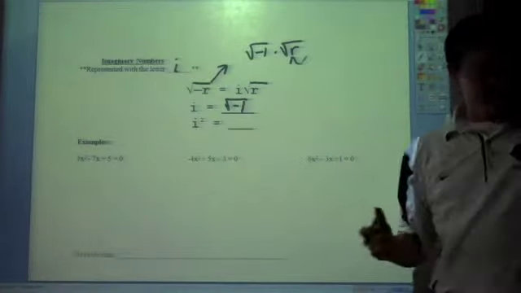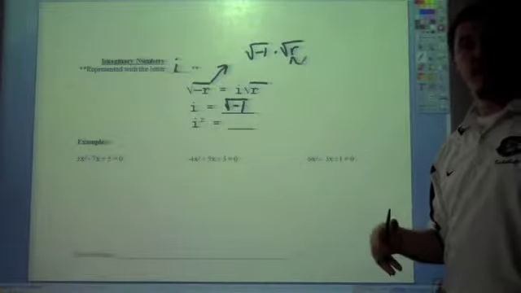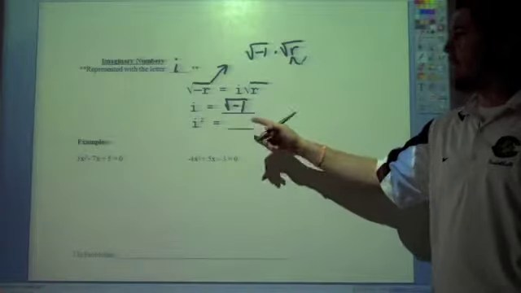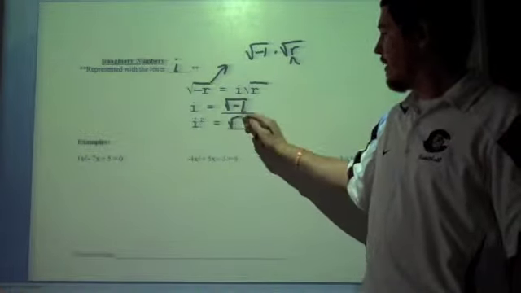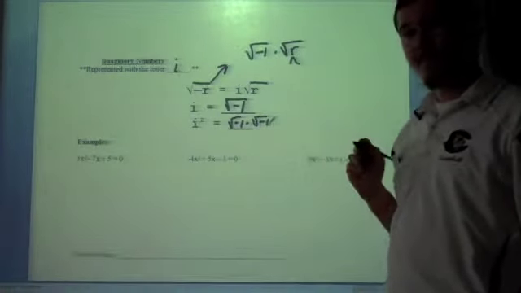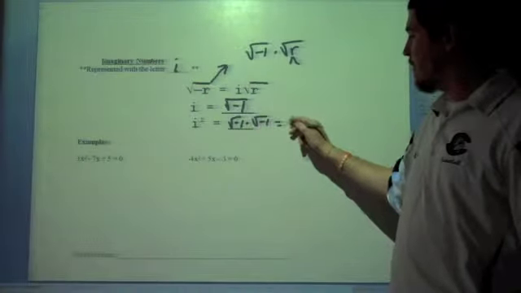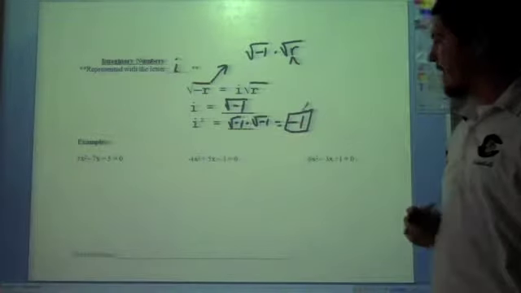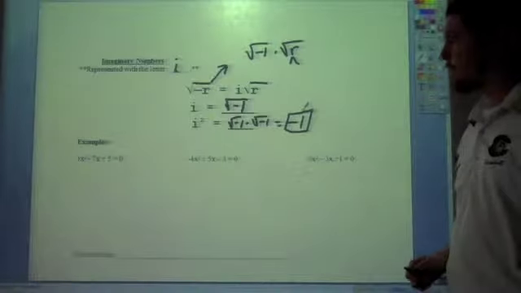So what i does is it allows us to take out the square root of negative 1 and then continue simplifying the problem. Tomorrow we're going to work with i a little bit more. One thing you need to know for tomorrow is that if you have i squared, that's, remember, the square root of negative 1 times the square root of negative 1, which is going to equal negative 1. So i squared equals negative 1. You won't actually use that information today, but you need to know that for tomorrow.